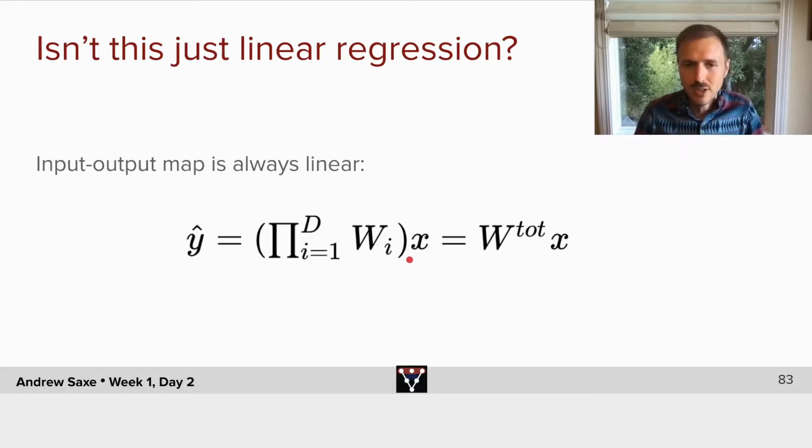But a linear composition of linear functions is still a linear function, and so we could always rewrite this product of weight matrices as just one single weight matrix. So it's not clear that depth is really doing anything for us. And you may be wondering why we're seeing this behavior, given that linear regression might seem like it wouldn't do very much here.